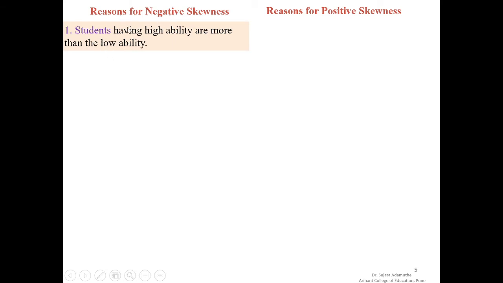For the negative skewness, if the students having high ability are more than the low ability, that means originally the group is divided according to their ability, and in that group mostly the students have high ability, and so the negative skewness will come. Here, if the students with low ability are more than those with higher ability, then always there is positive skewness, right?